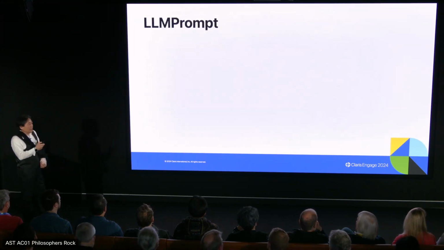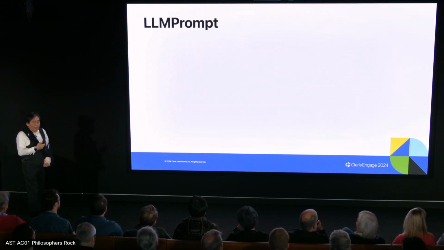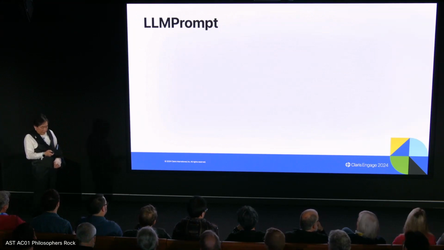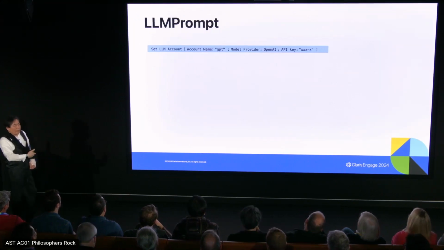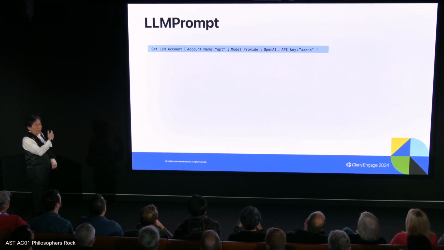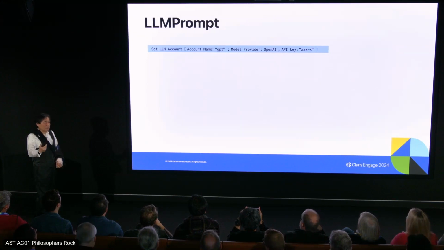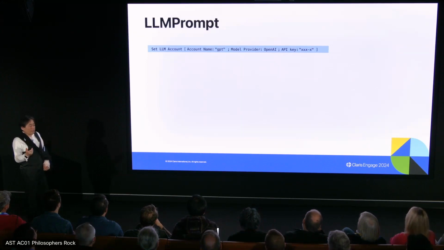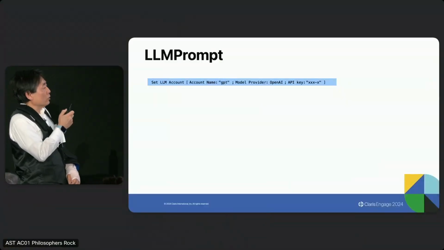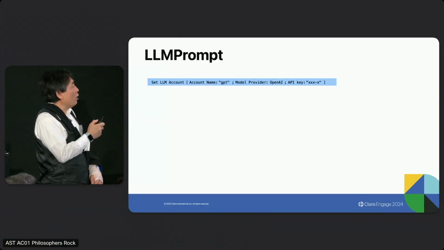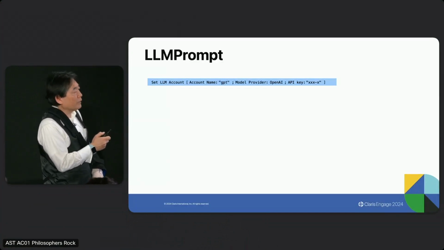Okay, so now let's take a look at the LLM prompt script step. This script step is the primary one to chat with the database. The app assistant basically calls this script step to perform it. And to use the LLM prompt, you need to call the set LLM account script step first.